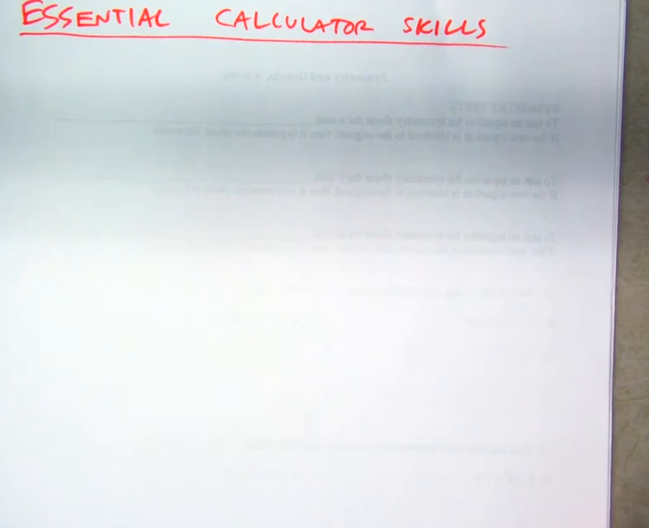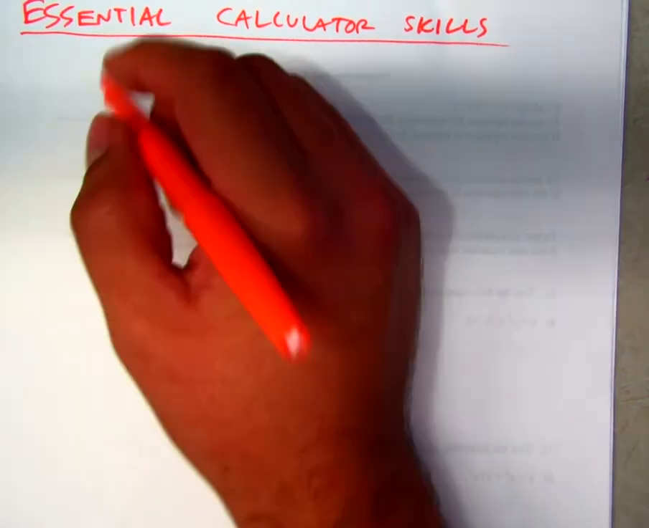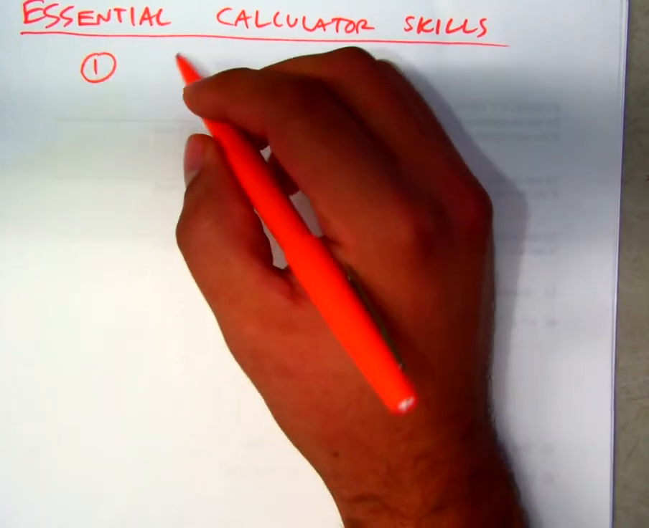So, on the calculator, there are several things you need to be able to do. Okay, let's just kind of list them out. One, you should know how to find zeros.